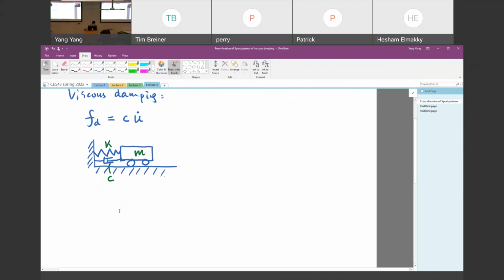So if we have damping, basically the equation of motion is a little bit different from the case where we do not have damping. And we discussed that last week. So share with us your thoughts about how the equation of motion will look in this case. The equation of motion here.